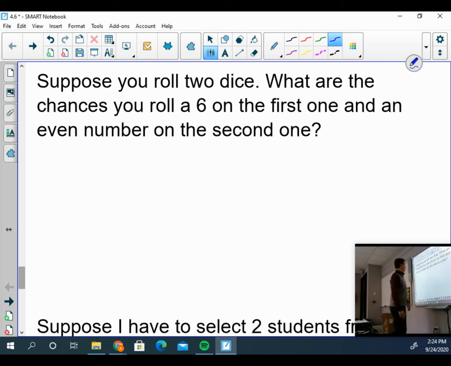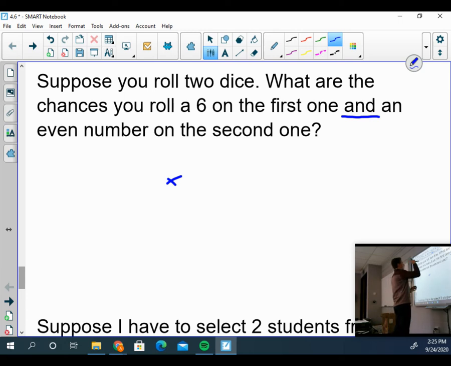Okay, so the first thing I see here, suppose I roll 2 dice. What are the chances you roll a 6 on the first and an even on the second? I'm thinking multiple probabilities. Combine that with the word "and" here, and I know some form of multiplication is going to be happening. Some form of multiplying the probability of the first event by the probability of the second. So now we need to think of if this is independent and dependent events.